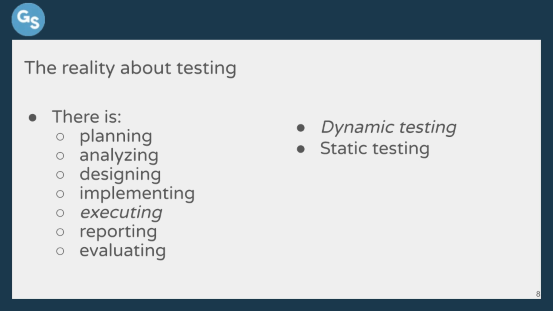Some testing does involve the execution of the component or system being tested. Such testing is called dynamic testing. Other testing does not involve the execution of the component or system being tested. Such testing is called static testing. Testing also includes reviewing work products such as requirements, user stories, and source code.